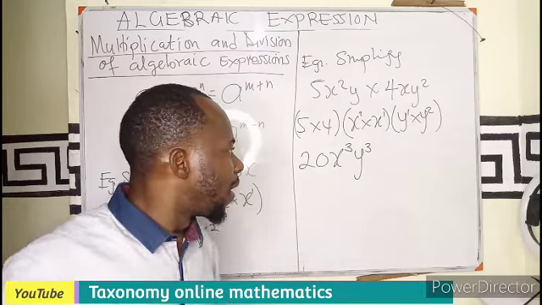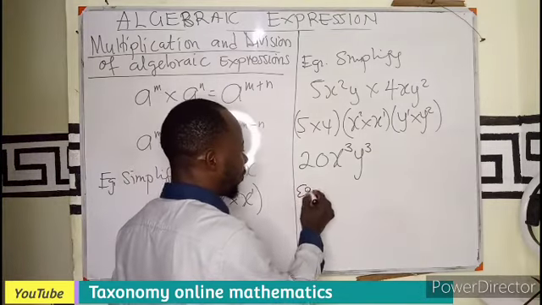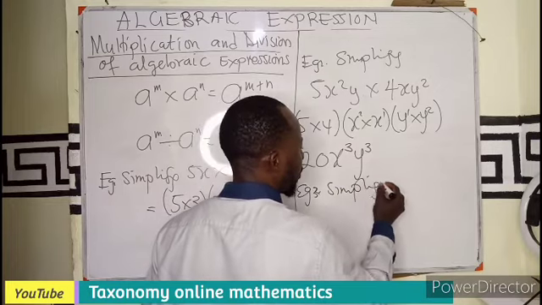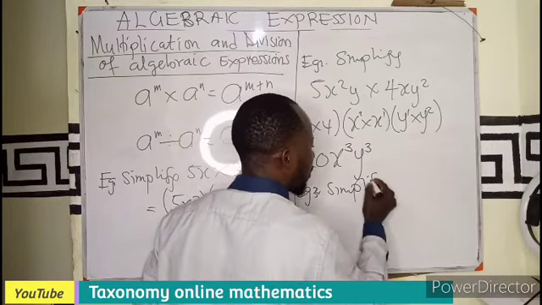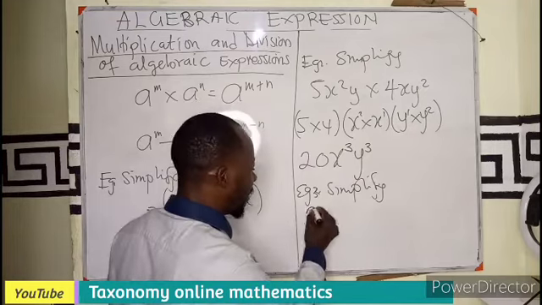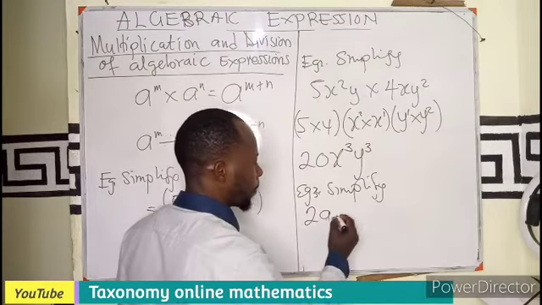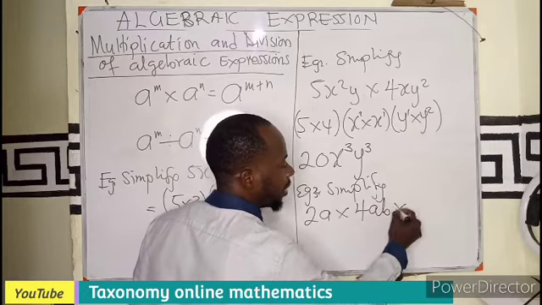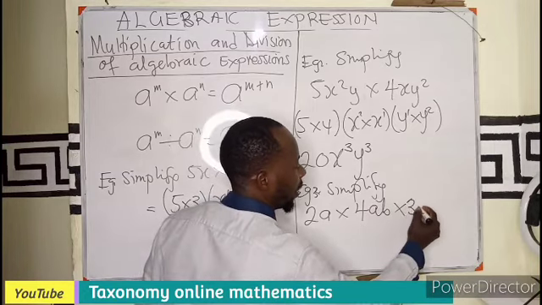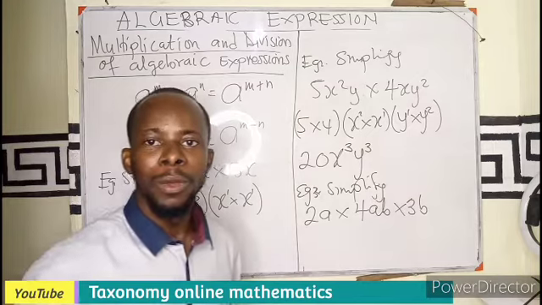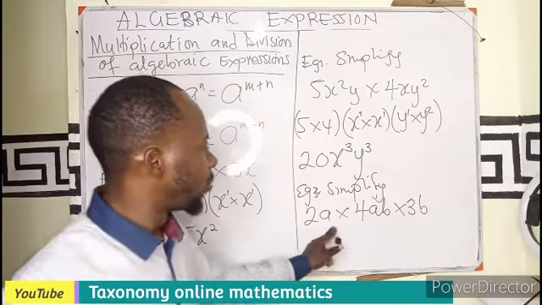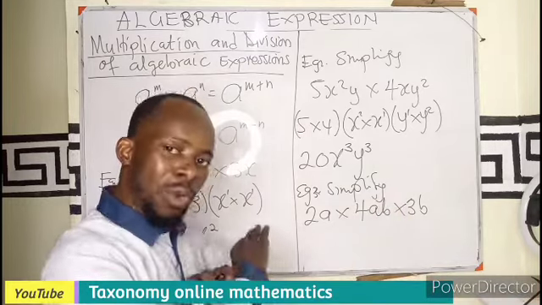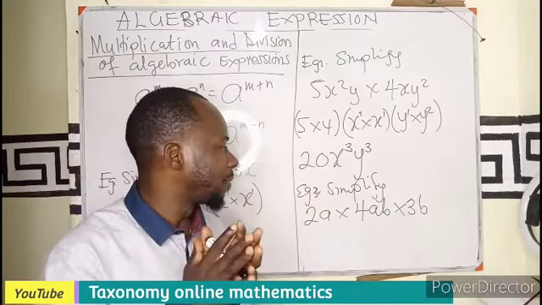Right? Alright. What if we are asked to simplify, let's say, 2a times 4ab times 3b? We have to simplify. There is no addition or subtraction to mean different terms. This is completely one term combined together.